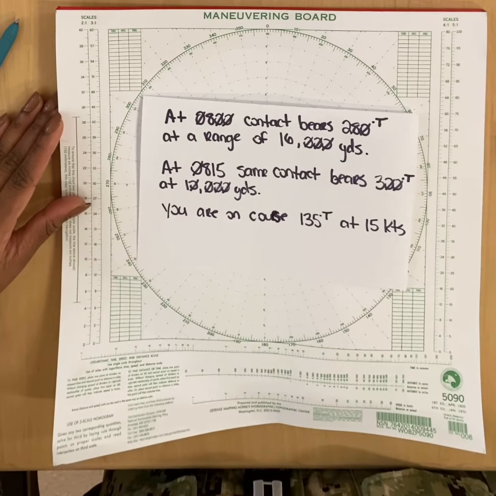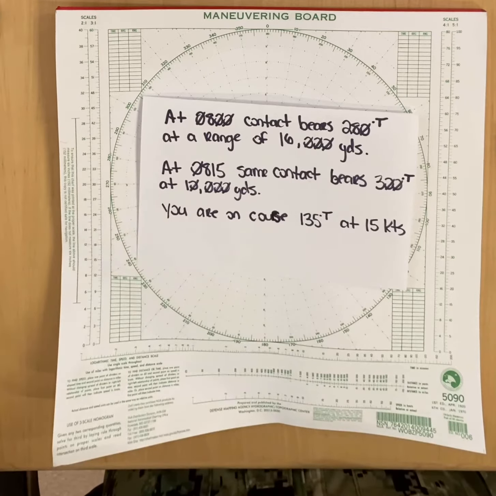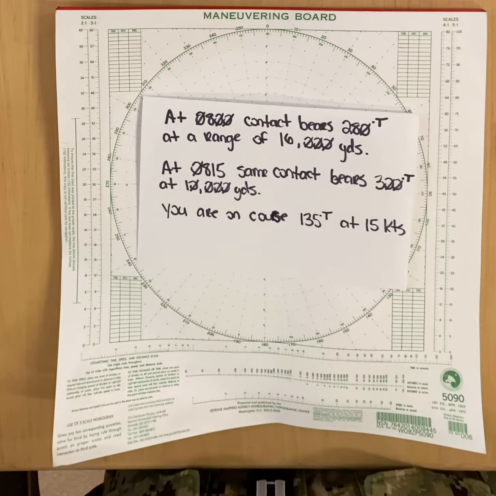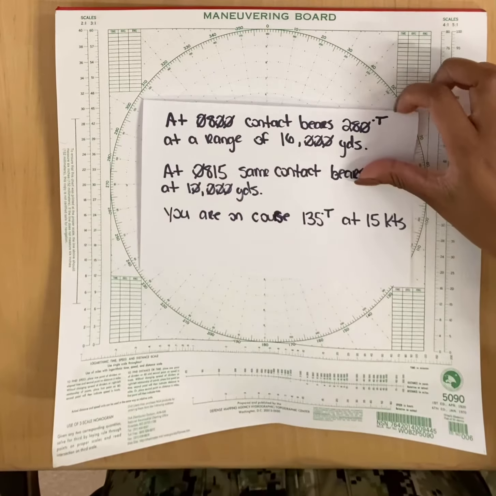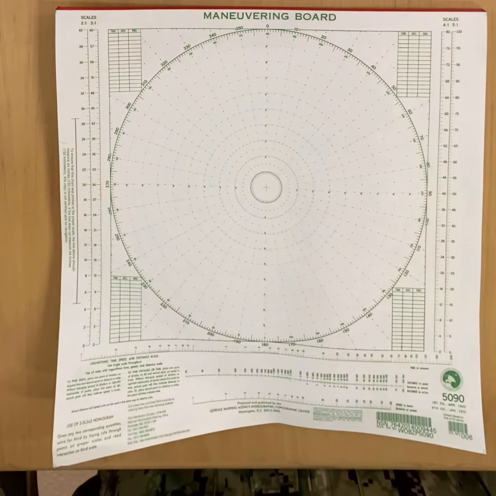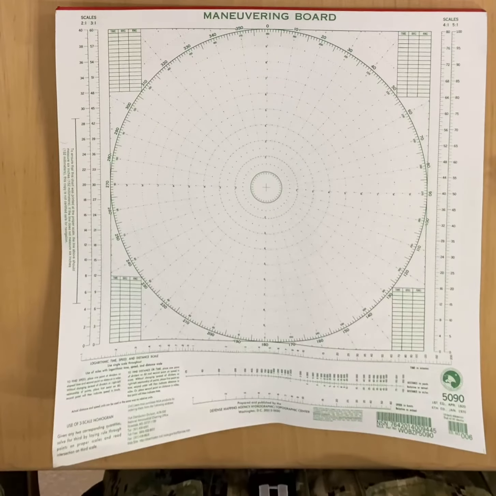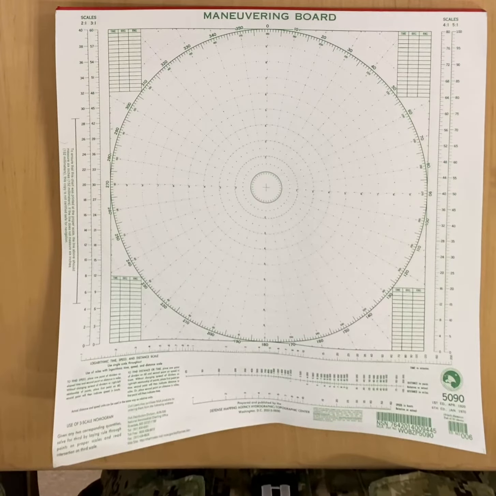So when we're doing our MoBoard, first thing that we want to do is go ahead and plot all of our knowns and unknowns. So our first known is going to be the bearing and range of that contact or that maneuvering ship. I will use the words maneuvering ship and contact interchangeably throughout all of these videos, so I just want you all to be aware of that.